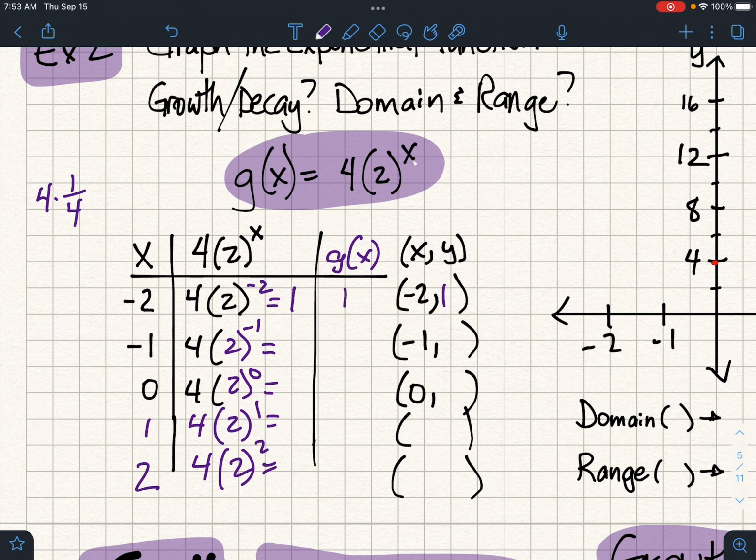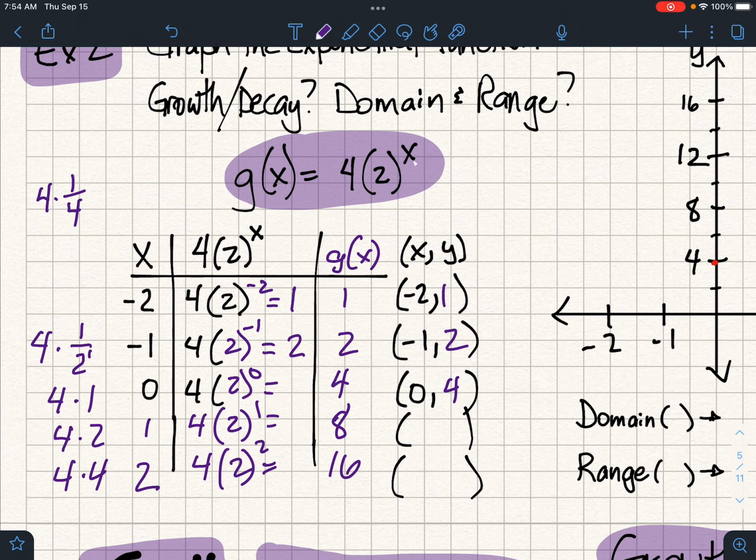Next, with the -1, 4 times 2 to the -1 is 1/2, right? So that is going to be 4 times 1/2, which is 2. Four times 2 to the 0 is 4 times 1, so that's just 4. And 2 to the first power is 2, so 8. And then the last one is 4 times 4, which is 16. So here we have then our 5 points.